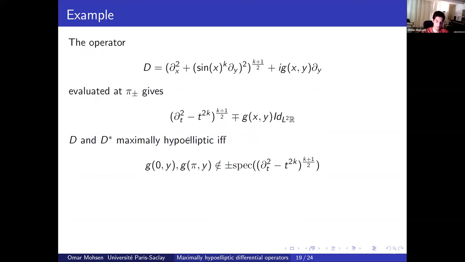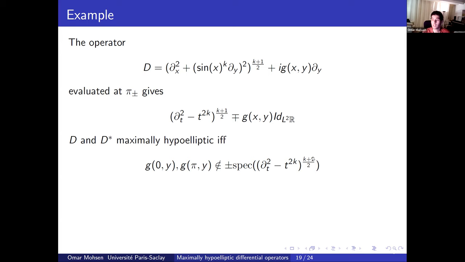This is a Schrödinger type operator. We know that it has compact resolvent and is diagonalizable on L2 of R. So for this to be injective, all I need is that g should avoid the spectrum, plus or minus the spectrum, because I have plus and minus representations. So I need g at any point where sine vanishes, so it's g u y or pi y, to avoid the spectrum of this, whatever it is. If k is one, we can actually compute the spectrum. This is a harmonic oscillator, so the spectrum is easy. But other than this, I don't know if we know how to compute it.